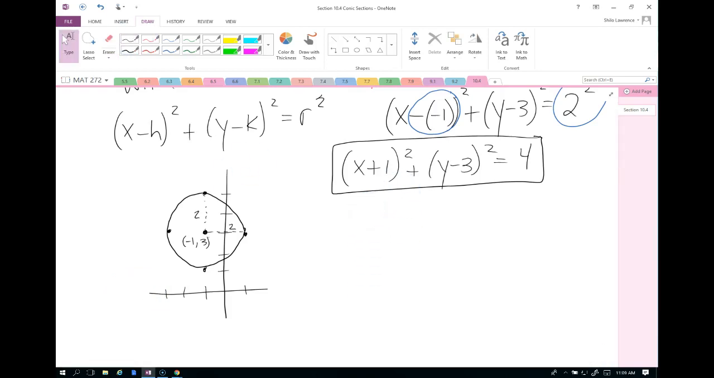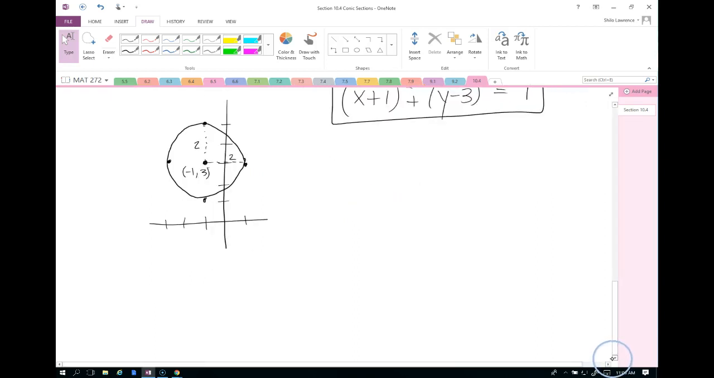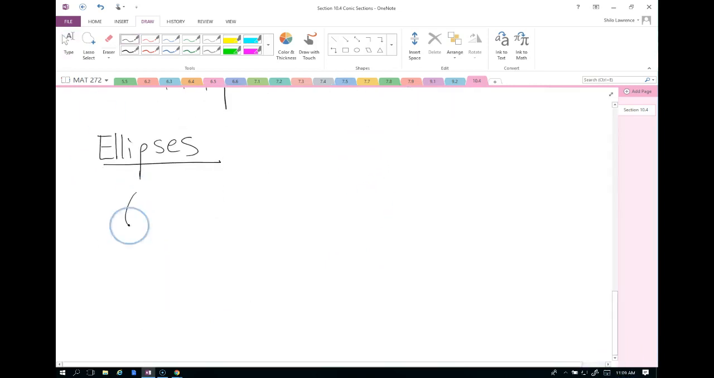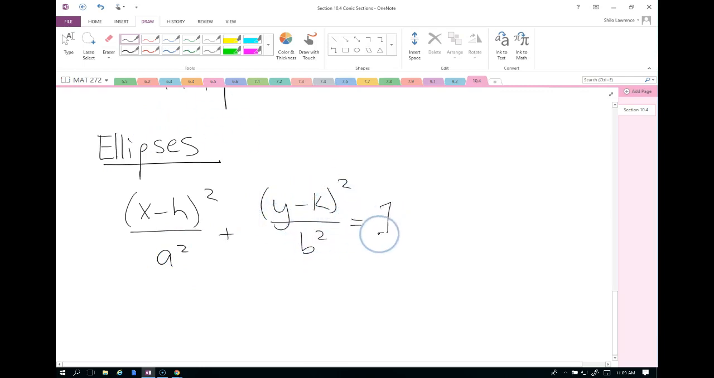So we're going to jump to ellipses, and those are very similar to circles. There is just one major difference. And you'll even see in the formula what this difference is. We still have the x minus h squared and the y minus k squared. The difference is, though, instead of having it equal to a common radius squared, we have it equal to 1.